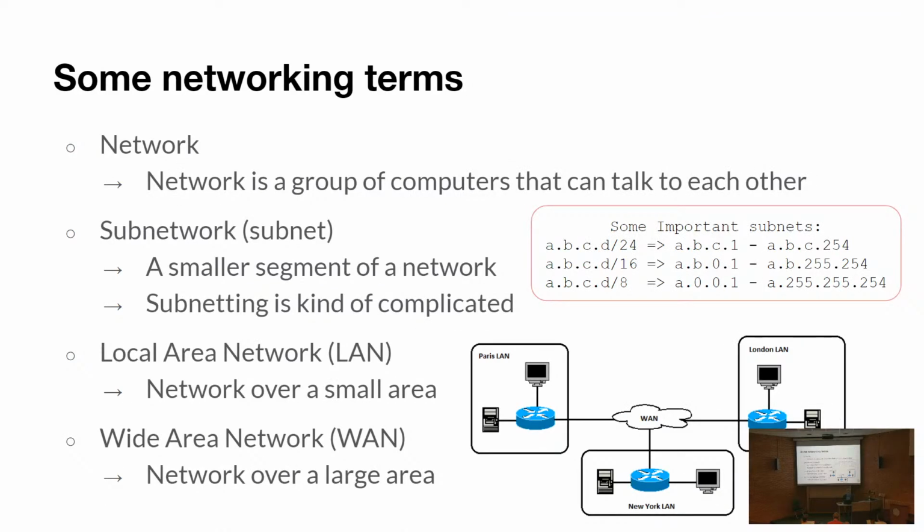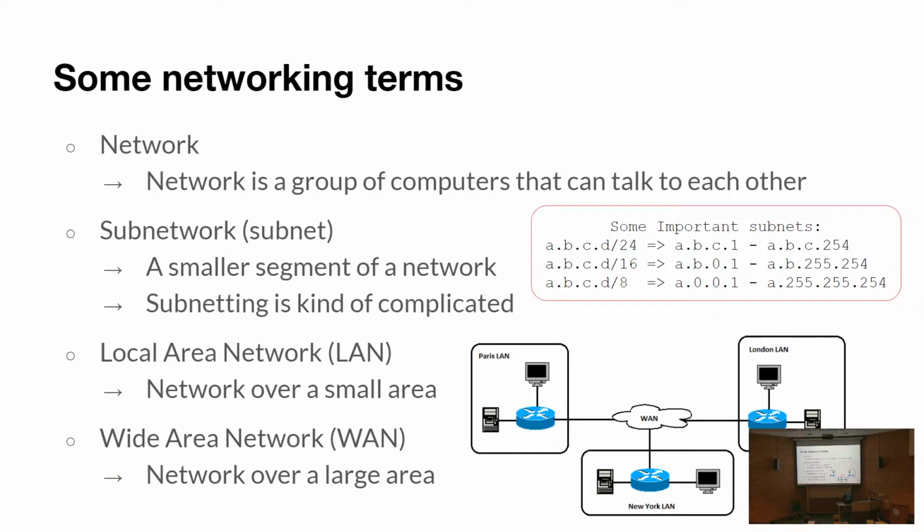So some networking terms that might be important to know. A network is basically a group of computers that can talk to each other. A subnet is a segment of a network. Subnetting is pretty complicated, and you don't really need to know it too much. Basically, the only important thing is that slash 24 means that the last octet is going to be 1 through 254 for all the computers on that subnetwork. So subnet, basically a small network, and slash 24 is kind of the only one you need to know for the most part for now. We'll cover that later in networking.